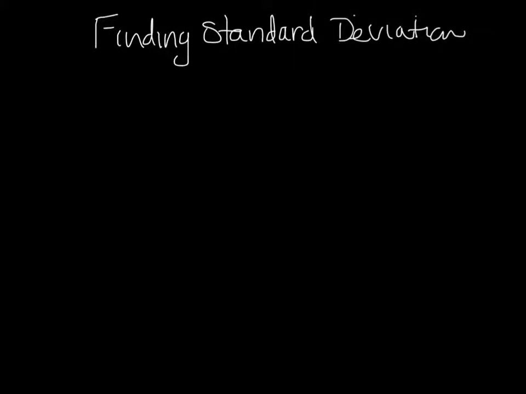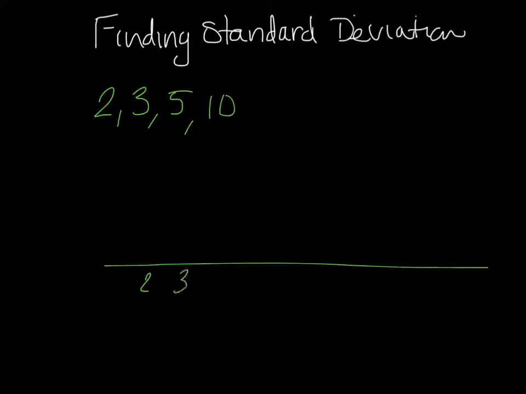So let's talk standard deviation. The definition of it is, let's say we have some points: 2, 3, 5, and 10. I put those on a number line, 2, 3, 4, 5, 6, 7, 8, 9, 10, and we've got 2, 3, 5, and 10. Now, if we find the average of that, 5, 10, 20, the average is 5.